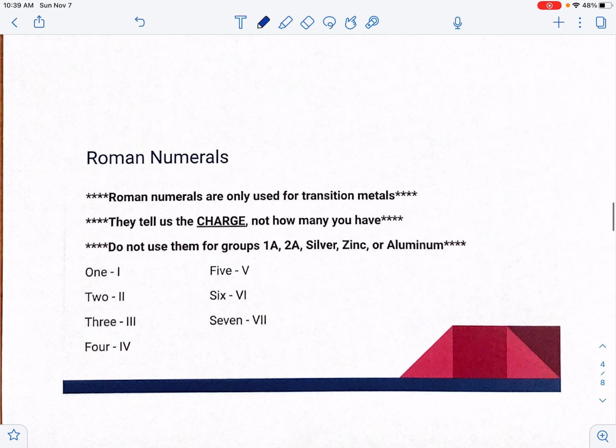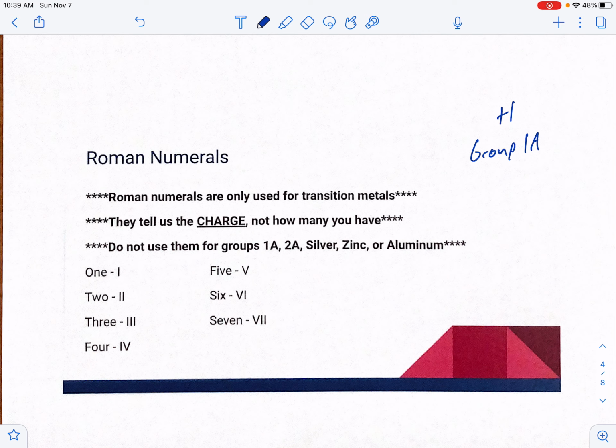Now, Roman numerals are only used for transition metals. If I have something that's in group 1A, group 1 is always going to be considered a +1. So you don't need a Roman numeral for +1, because I know everything in that group is always +1. It is only for transition metals. So if it is in one of those groups, 1A, 2A, all the way through 8A, you do not need to tell me what the charge is through a Roman numeral.